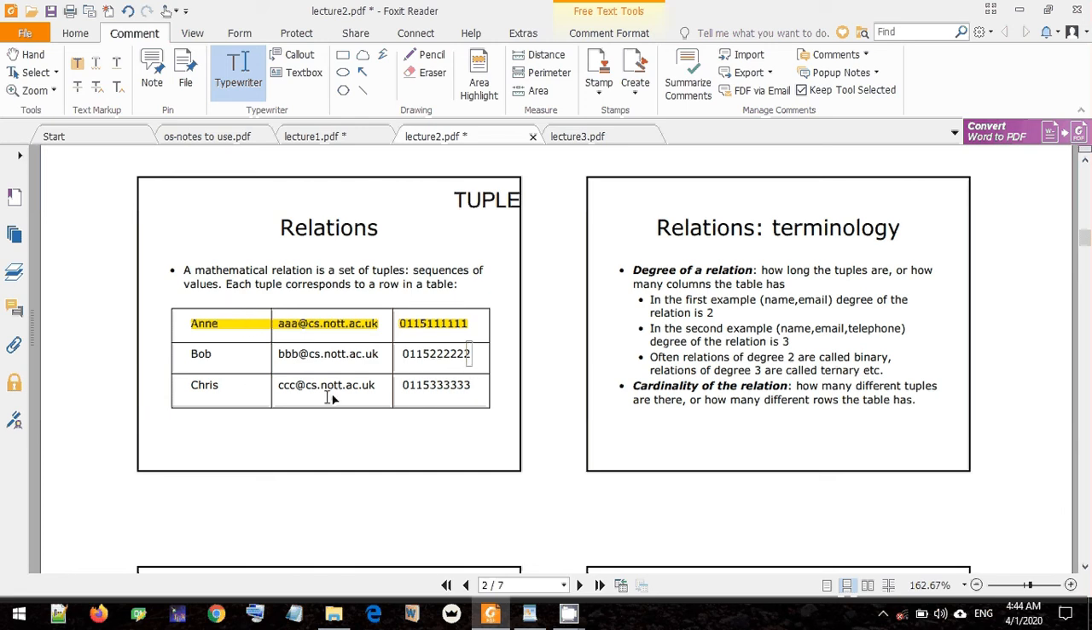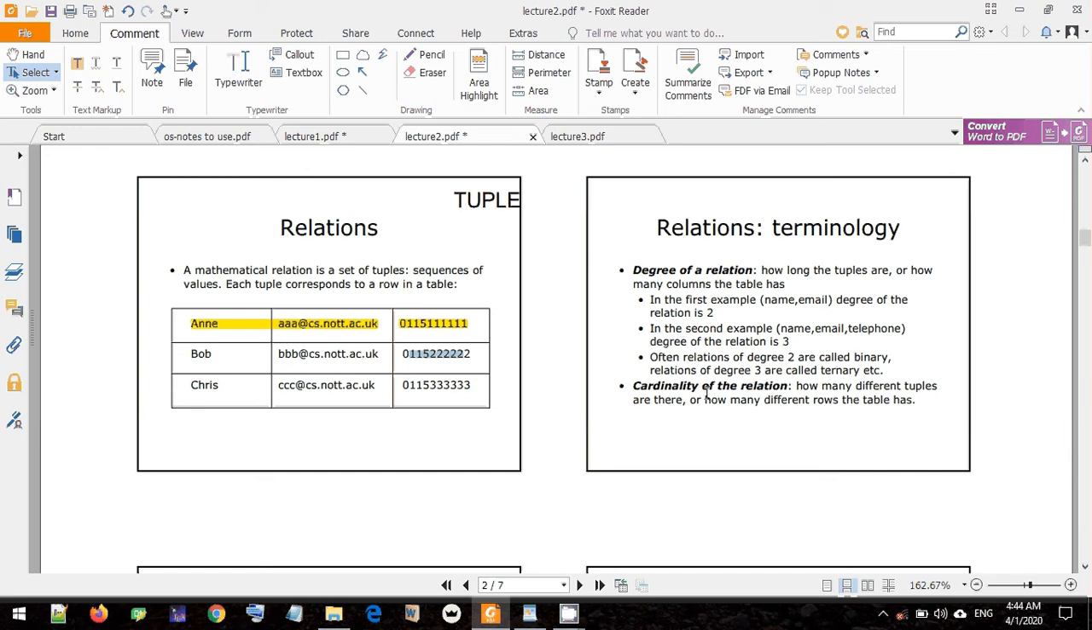If we take an example of this relation here, we will notice that we have column 1, column 2, column 3. So the degree of this relation is 3. We have 3 columns there.